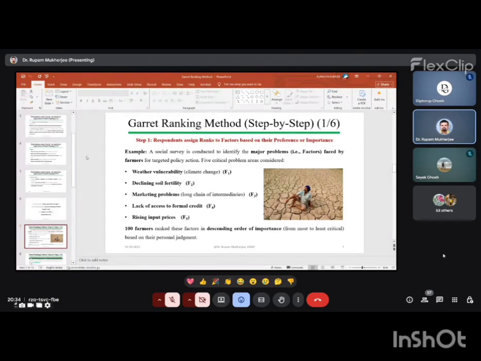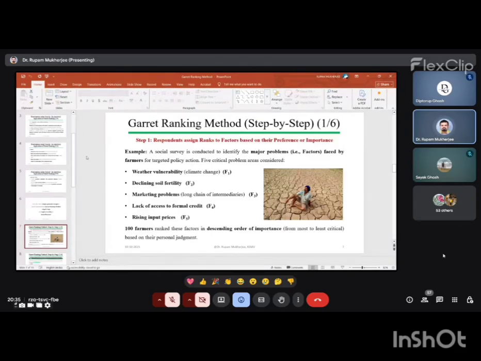Okay, so this is the first factor. The second factor is the declining fertility of soil. Due to low fertility, the productivity may go down. So as a result, this point can be corrected. This is factor two.